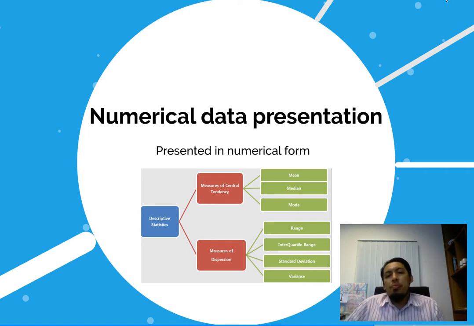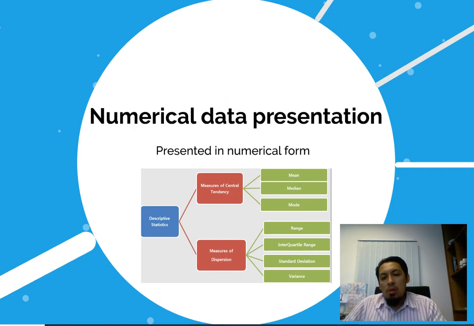So what is numerical data presentation? This is the kind of thing that we have in numerical data presentation. To present your data numerically, there are several things that can be presented, and usually we are going to have all of those numerical data presentations all together.